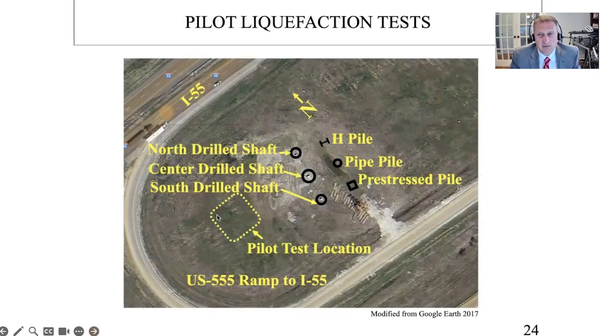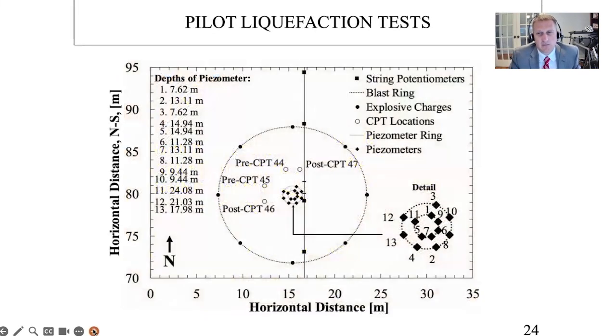So here's where we did the free field blast to make sure that we didn't influence the location of the piles that we would be testing later. In doing that, here's what it looks like. We do some pre-CPTs and post-CPTs, before blasting and after blasting. Here's the blasting ring that's set up.